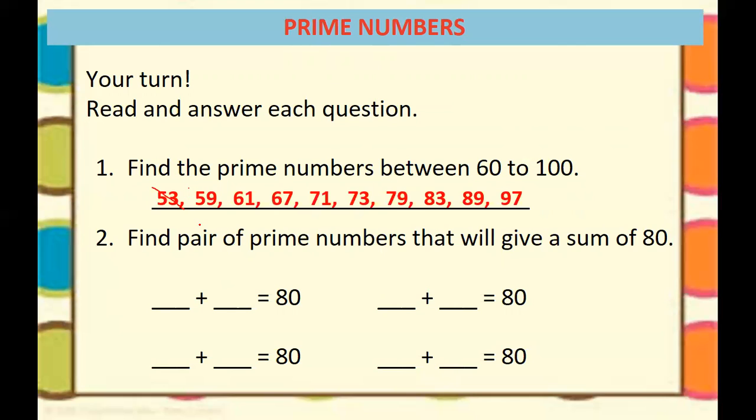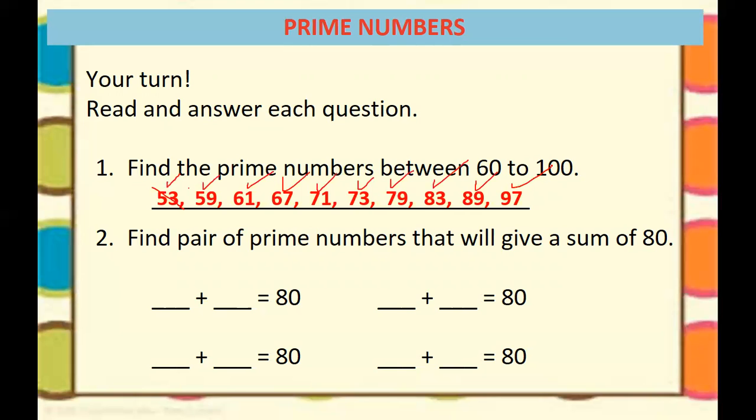53 is a prime. 51 is not a prime number, correct? We said this a while ago. Okay, so 53, 59, 61, 67, 71, 73, 79, 83, 89, and 97. Okay, so those are all the prime numbers between 60 and 100.